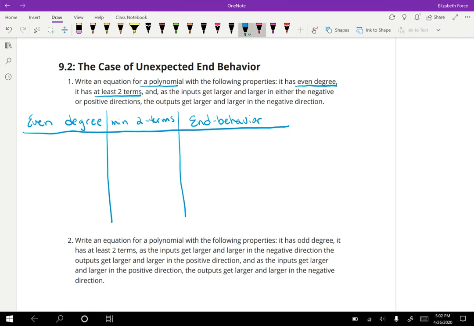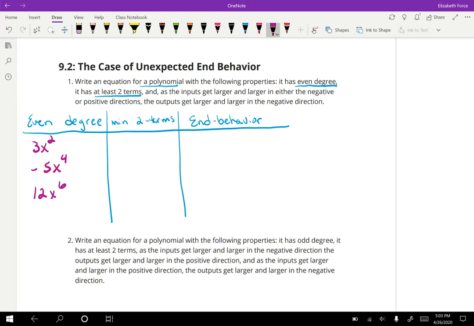So for the first part, an even degree polynomial basically means your highest degree has to be an even number. So some examples could be like 3x squared, negative 5x to the fourth. You can have 12x to the 6. So those are going to mark even degree. So your highest power is 2 or 4 or 6 here.